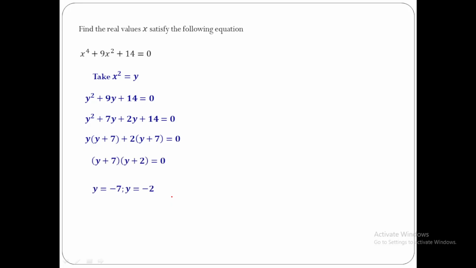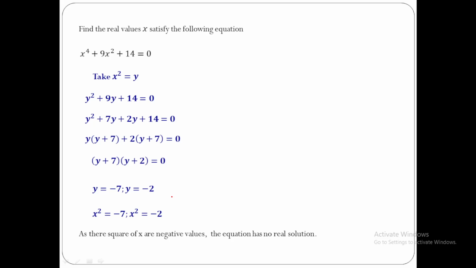Then we can use the zero product rule and get y equal to negative 7 and y equal to negative 2. But what is y? It is x squared. So x squared is equal to minus 7, and x squared is equal to minus 2. So there is no real solution, because the square root of minus 1 is a complex number. We can conclude that the square of x cannot be negative, so the equation has no real solution.